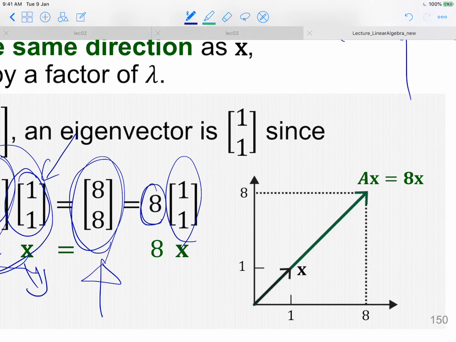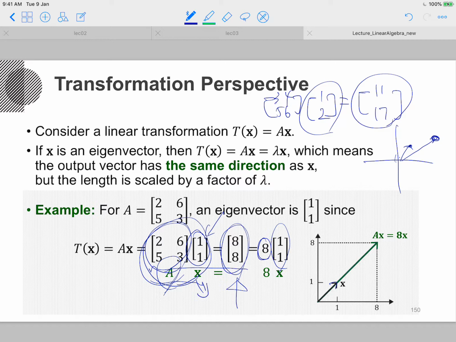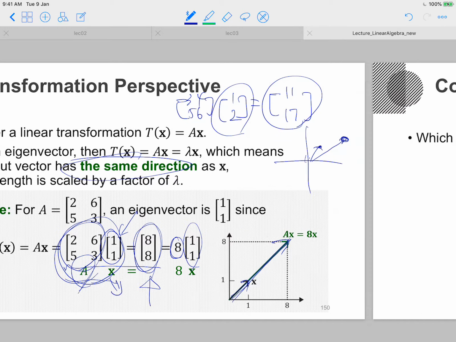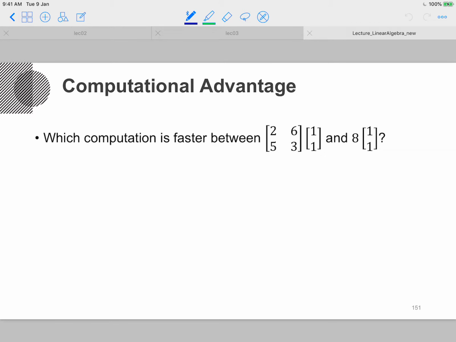So in this case, if we are given 1 and 1, we can easily verify that it's true, and so it is A times x, the original vector, right? And thus the direction is still the same, only the vector length has changed. Okay, and then once we obtain a particular eigenvector and the corresponding eigenvalue, it can give us much computational savings when multiplying the matrix A with some vector, right?